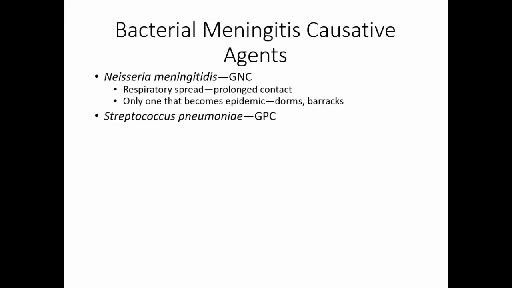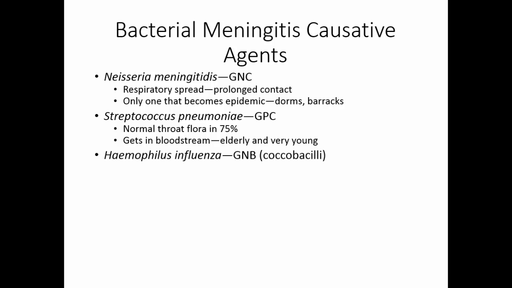It is seen particularly in college dorms and army barracks. Streptococcus pneumoniae is a gram-positive coccus. This is normal throat flora in 75% of the population. It gets into the bloodstream and crosses the blood-brain barrier. The elderly and the very young are most susceptible to this form of meningitis.